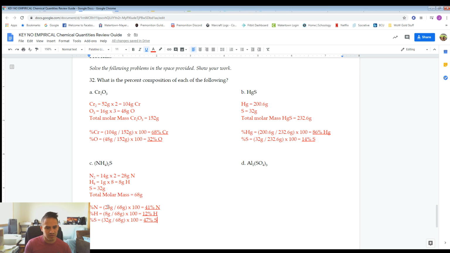And just to double check, if we add all these together, so 41 plus 12 plus 47, we get exactly 100%. Which is exactly what should be working out. So these percentages look good.